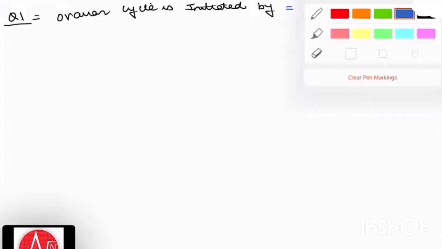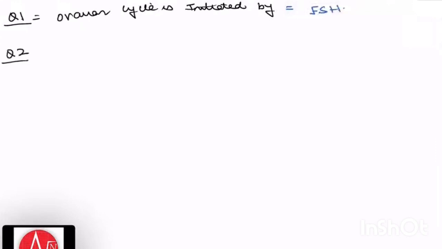क्वेश्चन नंबर 1, ovarian cycle is initiated by, कौन से हार्मोन इनिशिएट कर रहा है ओवेरियन साइकिल को, FSH, दैट इज क्वेश्चन नंबर 1। क्वेश्चन नंबर 2, FSH इज रिलीज्ड फ्रॉम, कहां से आया FSH? FSH is released from anterior pituitary. Clear?